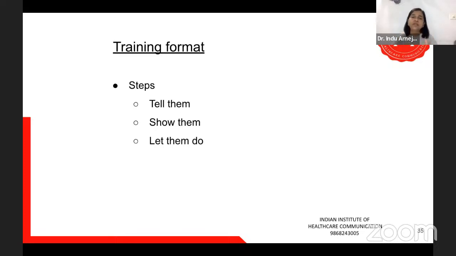You could even change the order. For example, sometimes we ask them to do it first. When they do, they get to see what they have not done right. And then you show them how it can be done differently.